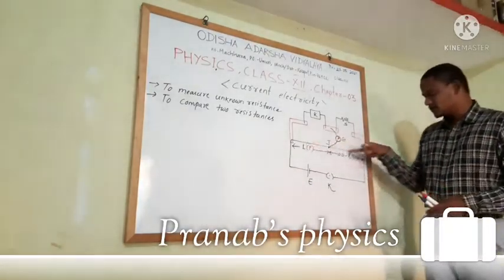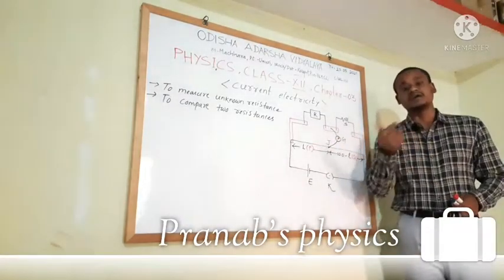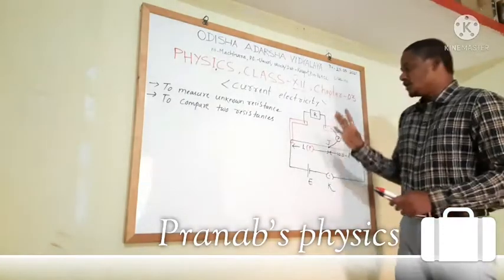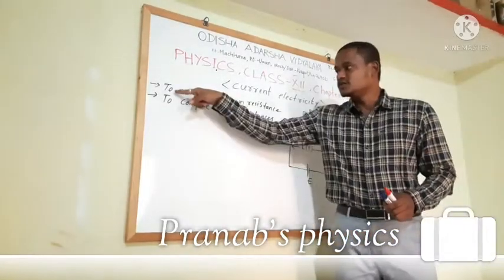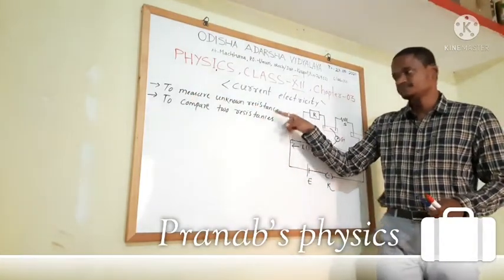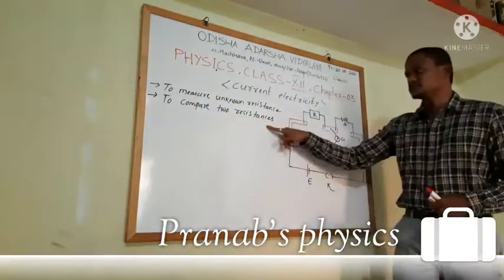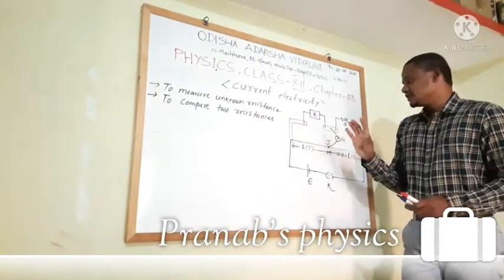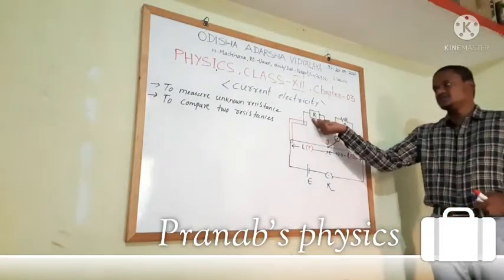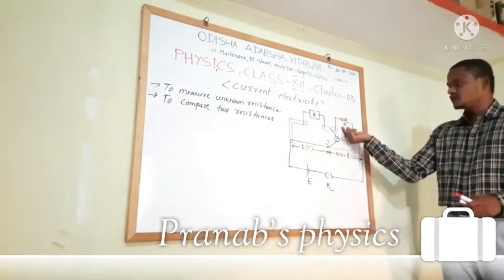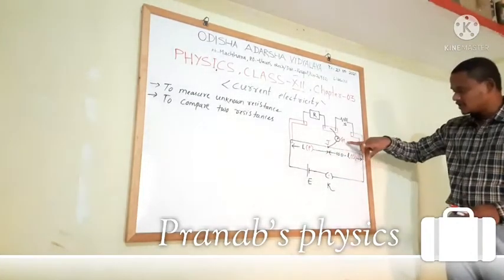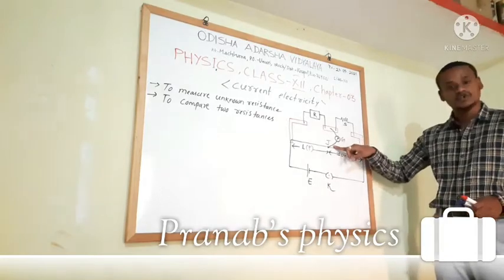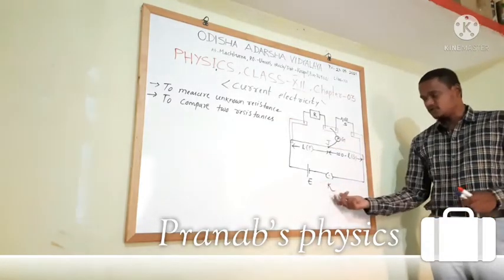And what is the length of this wire? 1 meter or 100 centimeter. How is this device helpful to us? This device is helpful to measure unknown resistance and to compare two resistances. Here you can see one resistance box, one unknown resistance S, meter wire, a galvanometer connected with a jockey, one battery and one key.